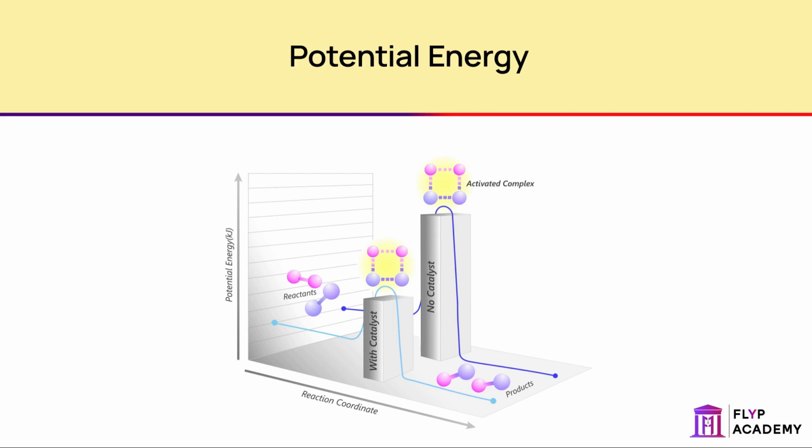When a catalyst is applied, the structure of the activation complex, the transition state, is different to the original structure with no catalyst present, and it will also be less energetic. Therefore, the new transition state can be more easily converted into products.